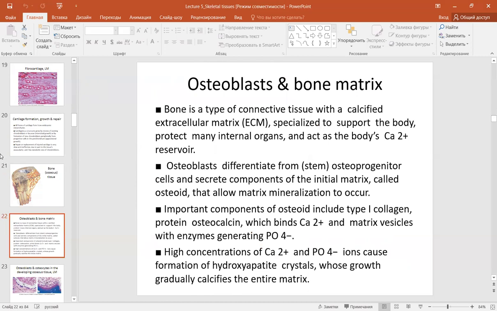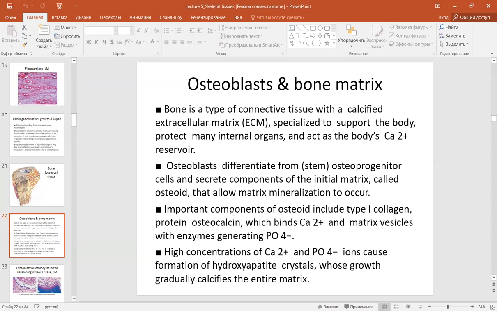Bone is a type of connective tissue with a calcified extracellular matrix specialized to support the body, protect many internal organs, and act as the body's calcium ions reservoir. Osteoblasts differentiate from stem osteoprogenitor cells and secrete components of the initial matrix of the bone tissue called osteoid that allows matrix mineralization to occur.